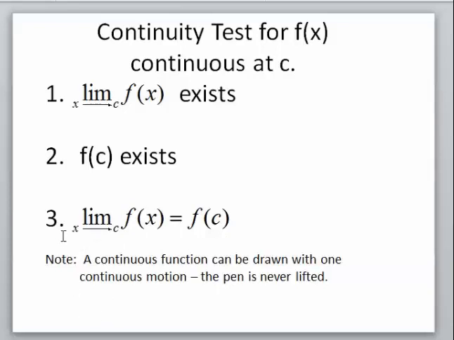So here's the easiest way to describe a continuous function. It's easiest to see if something's continuous by looking at a graph. A continuous function can be drawn with one continuous motion. The pen is never lifted. That's the easiest way to describe a continuous function.